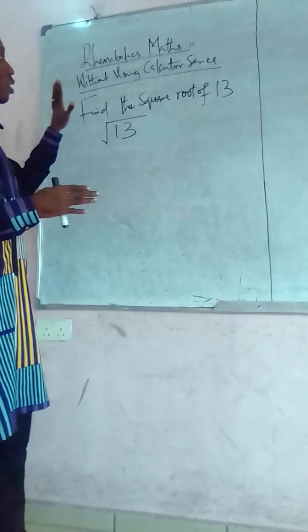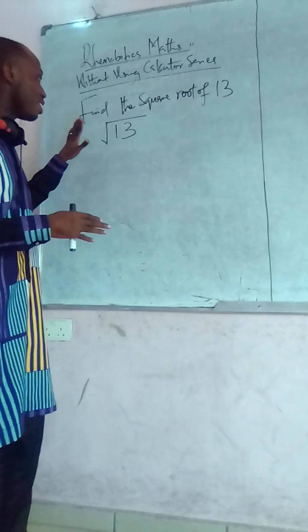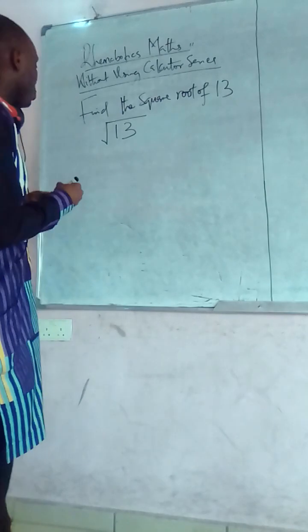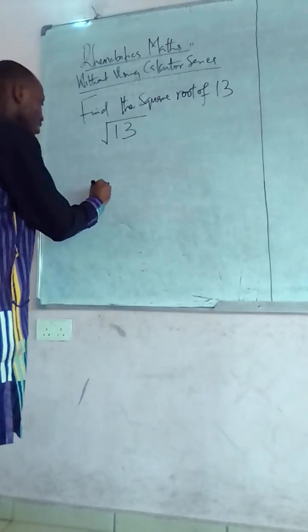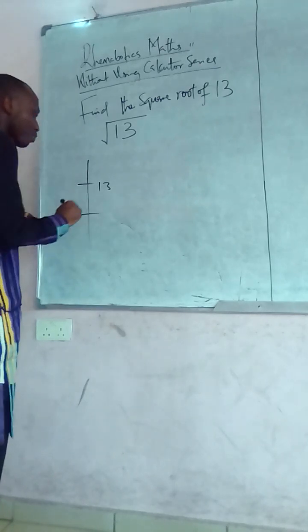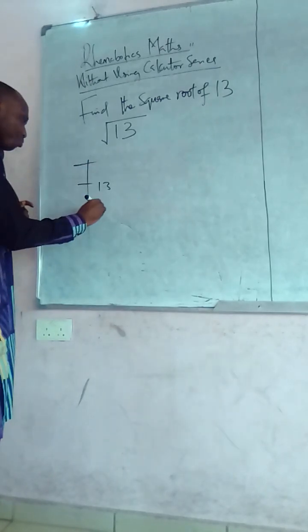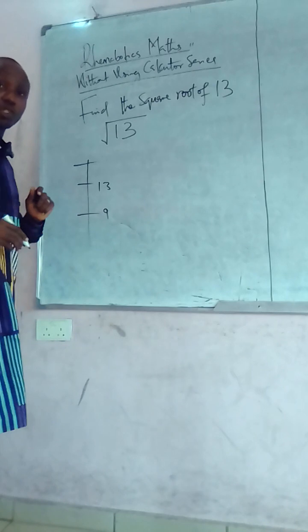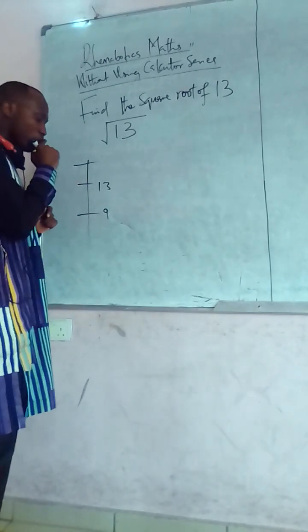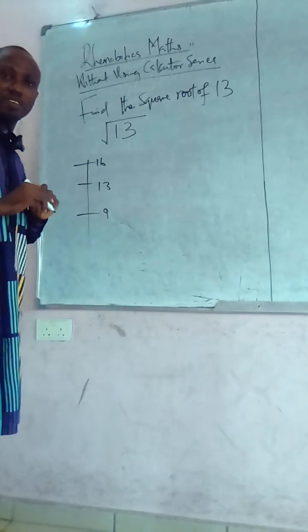So let's continue. Let's focus on this problem right now. Let's see how we're going to solve this. First of all, we have 13 in between two perfect squares. Don't forget we have 9 as a perfect square, and we also have 16 as a perfect square.